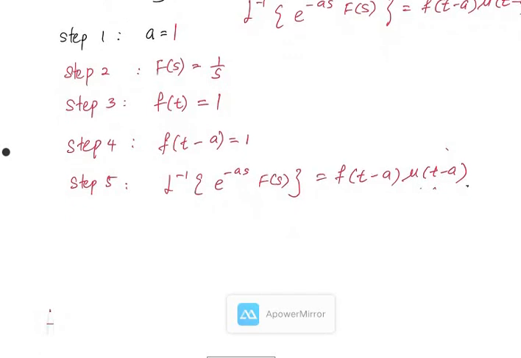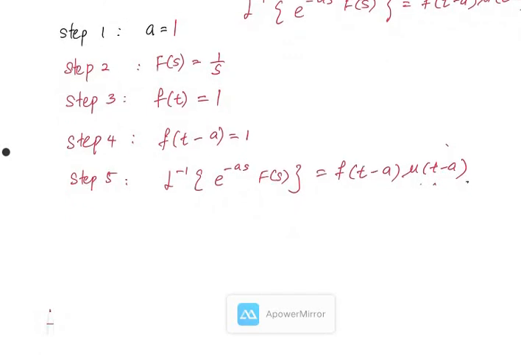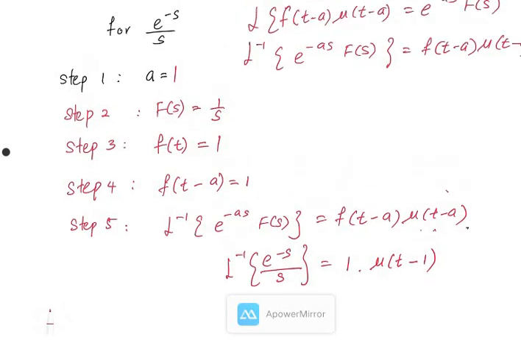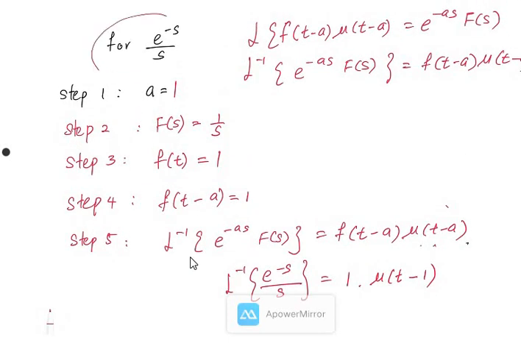So this is equivalent to the inverse Laplace transform of the exponent of s divided by s, which equals 1. So f(t minus a) is equal to 1, then multiply with u(t minus a), where a is equal to 1. So this is basically for the exponent negative s divided by s.